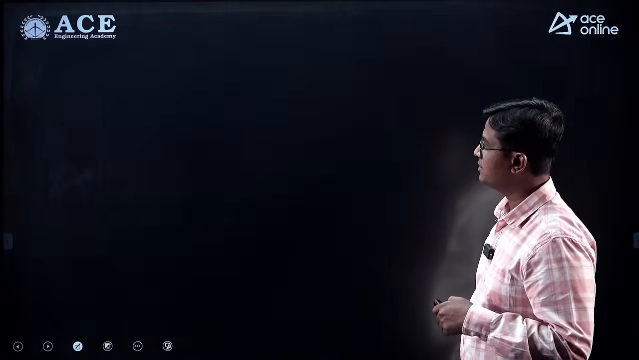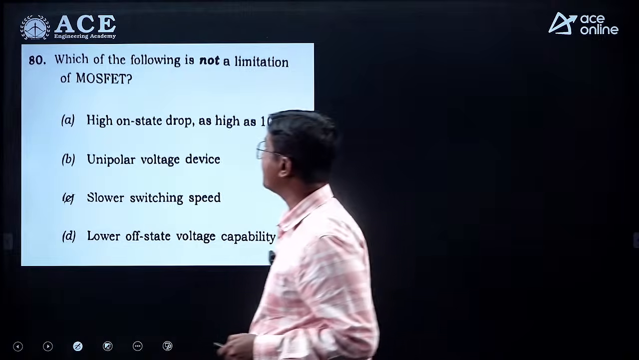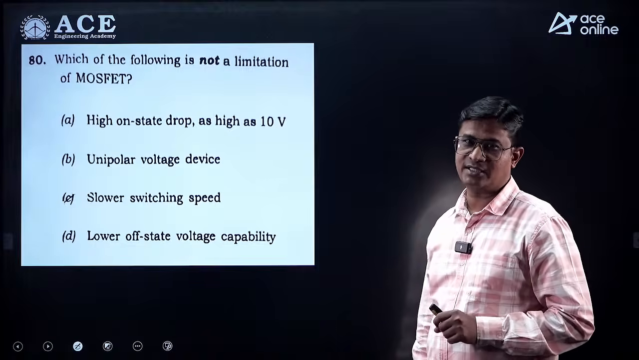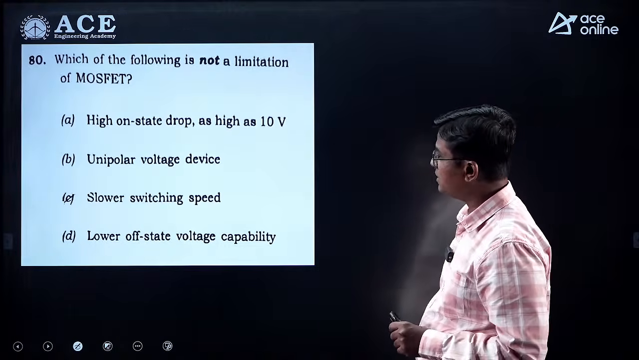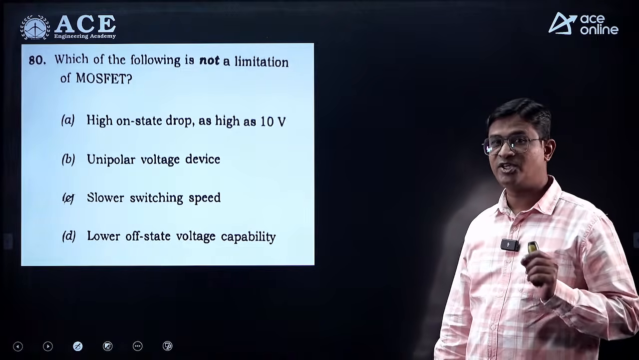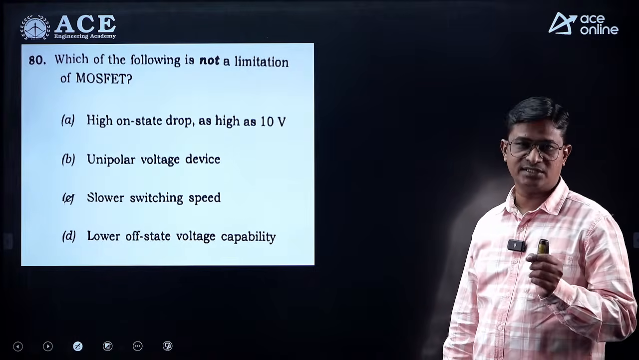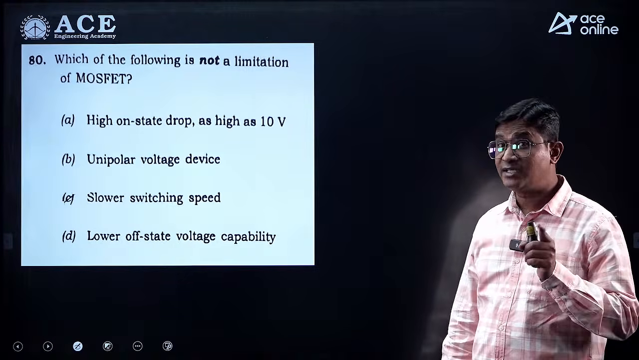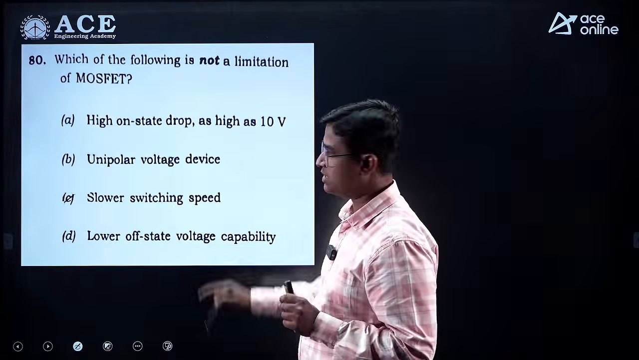Next, question number 80. Which of the following is not a limitation of MOSFET? Not a limitation, they are saying. Here the first option is high on-state drop as high as 10 volt. High on-state voltage drop, we know MOSFET is a majority charge carrier device and it is having a more on-state resistance. Due to the high on-state resistance, it causes a high on-state voltage drop. So that is a limitation of MOSFET. They are asking not a limitation, so option A will not be your answer.